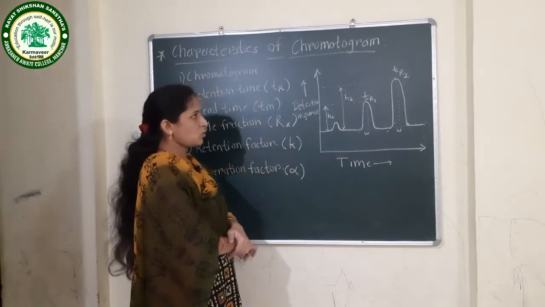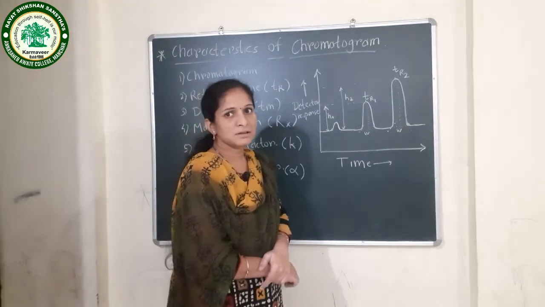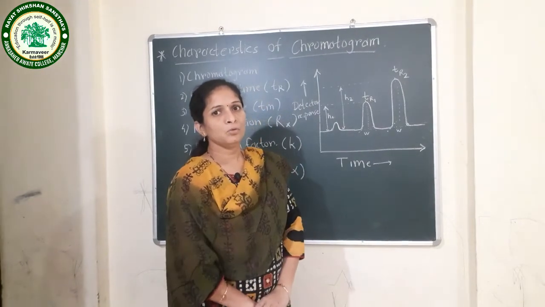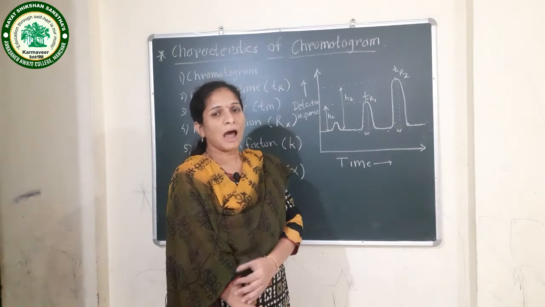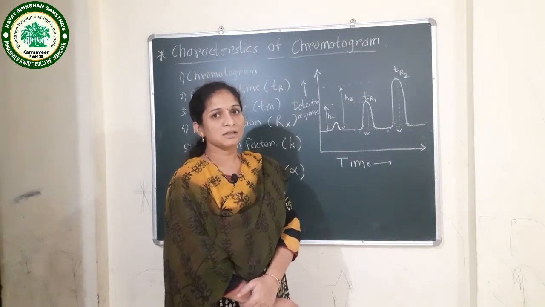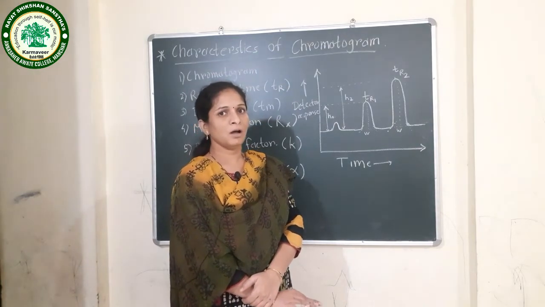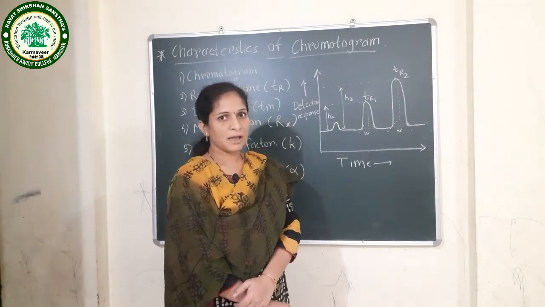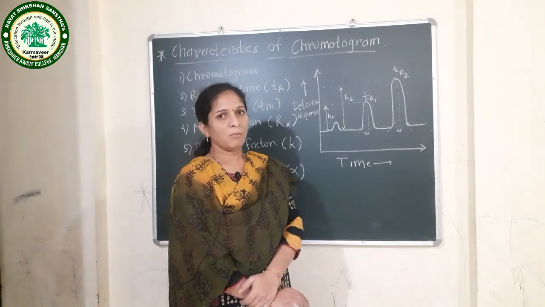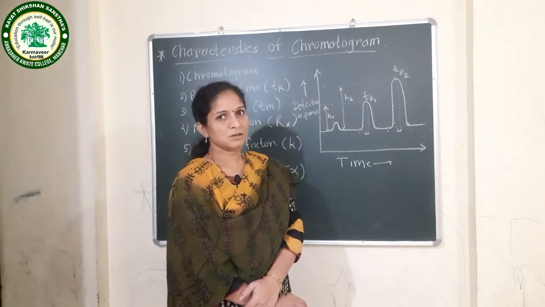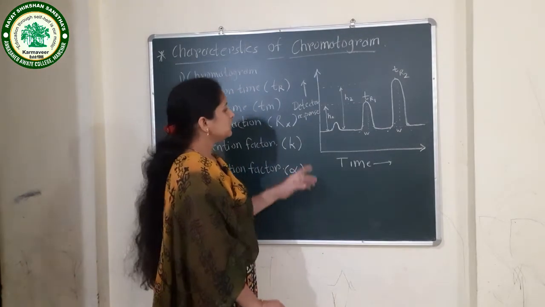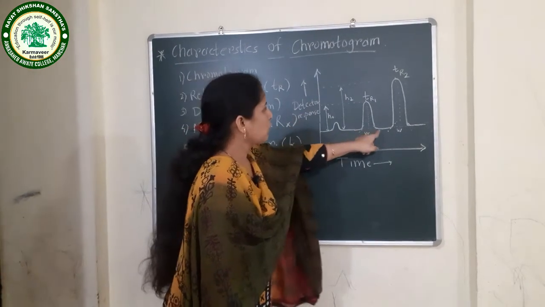Okay, what is this chromatogram? This is the time required from injection of the sample to the elution of the last component, till the last component is eluted from the mixture. From what? From injection of the sample to the last component eluted from the sample mixture. In that time we get this chromatogram.